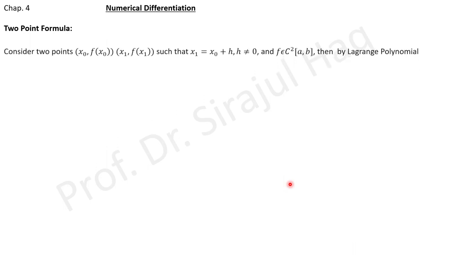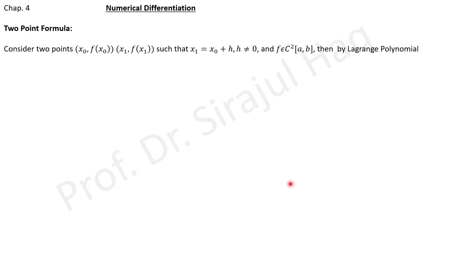So let's assume we have two data points, x0, f of x0, x1, f of x1. And x1 minus x0 is equal to h. It means that x1 is equal to x0 plus h, where h is not zero. And also we assume that the function is continuous along with its first order and second order derivative.